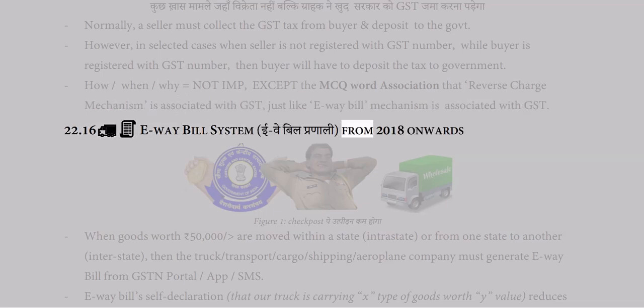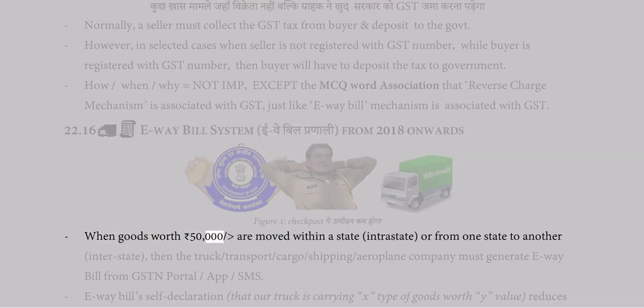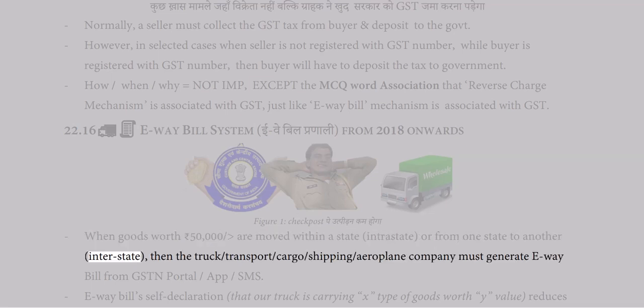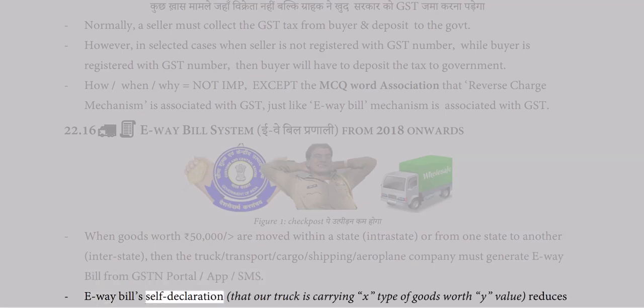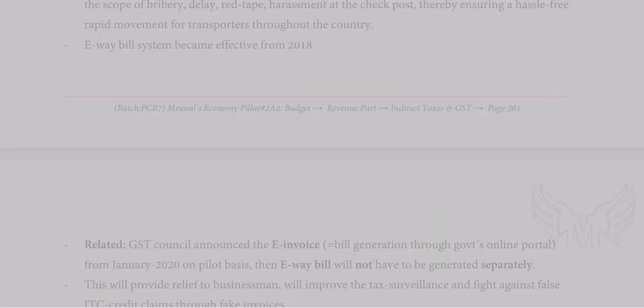22.16 E-way bill system, from 2018 onwards. When goods worth 50,000 are moved within a state, intrastate, or from one state to another, interstate, then the trucker, transporter, cargo, or shipping airplane company must generate an e-way bill from the GST portal, app or SMS. E-way bill self-declaration, that our truck is carrying X type of goods worth Y value, reduces the scope of bribery, delay, red tape, and harassment at the check post, thereby ensuring a hassle-free rapid movement for transporters throughout the country. The e-way bill system became effective from 2018.